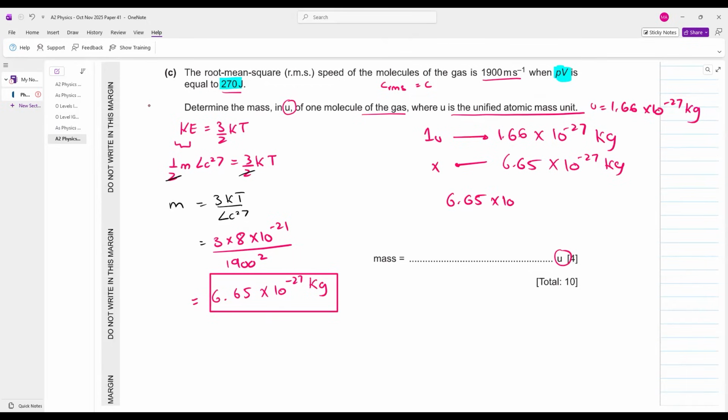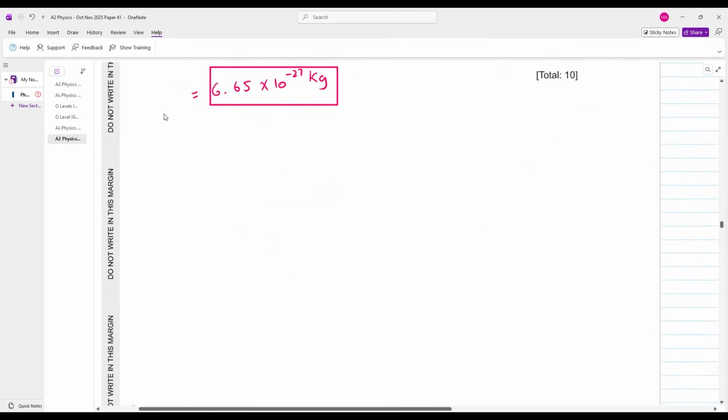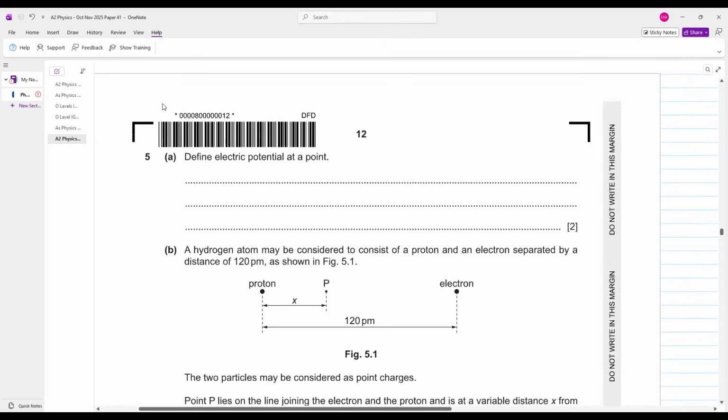6.65 10 raised to the power of minus 27 divided by 1.66 10 raised to the power of minus 27. Can you calculate the value of u's? इसको अगर हम डिनोमिनेटर में रखें 1.66 10 raised to the power of minus 27, the value of u comes out to be 4u as your answer. Simple, nothing complicated here. Let's further move ahead.